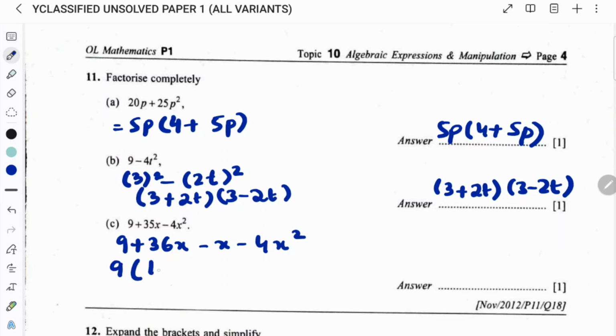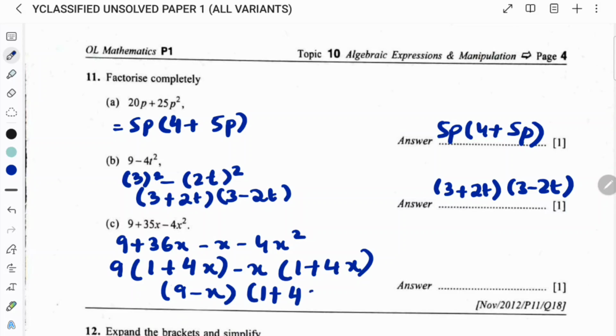9 take common, 1 plus 4x, since 9 times 4 is 36, and nothing common in the rest. No, this is minus x common. So that is 1 plus 4x. So we'll have 9 minus x and 1 plus 4x in this question. So that is 9 minus x and 1 plus 4x.